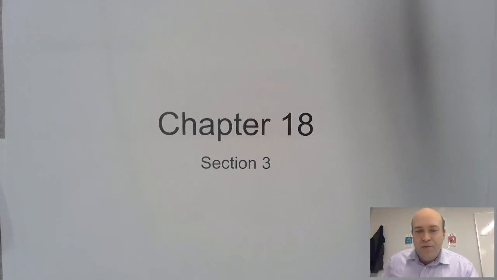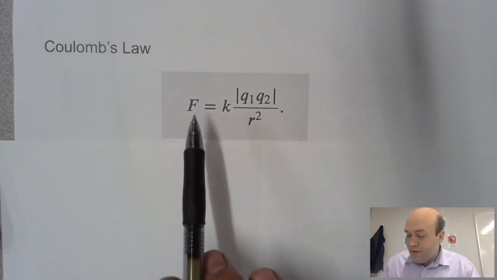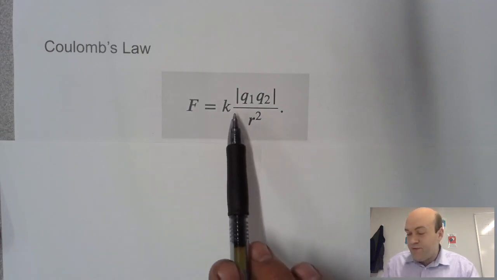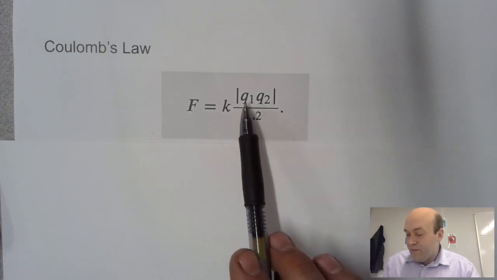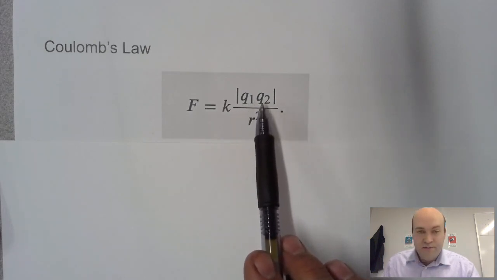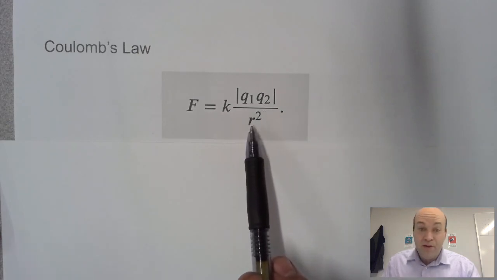Hello, in this video we want to look at section 3 from chapter 18. It's all to do with Coulomb's law, and what this law describes is the force between two point charges. So we've got this force in newtons equal to a constant that was discovered experimentally, and then we've got the magnitude of these two charges, the two that we're comparing, and then the distance between them in meters.